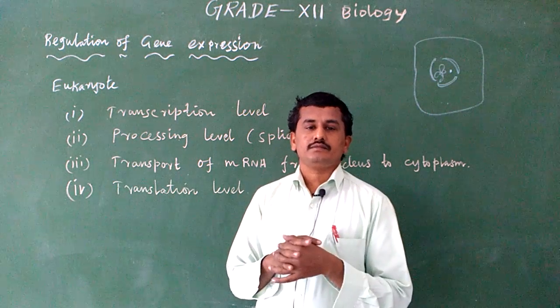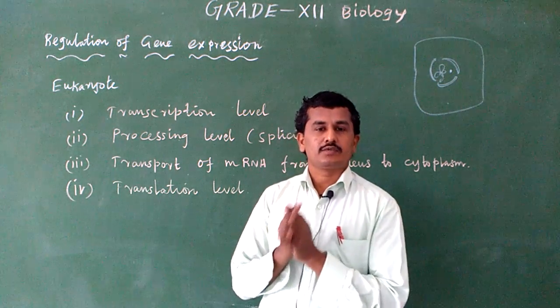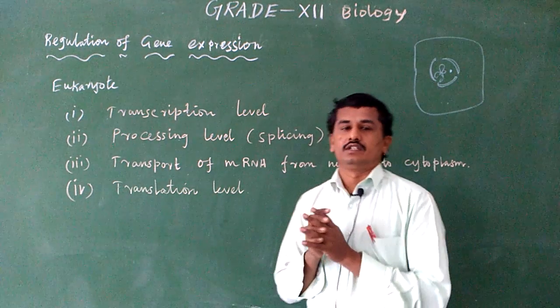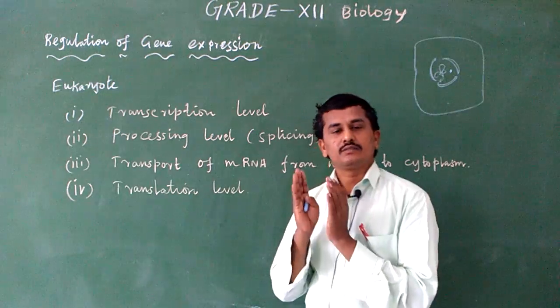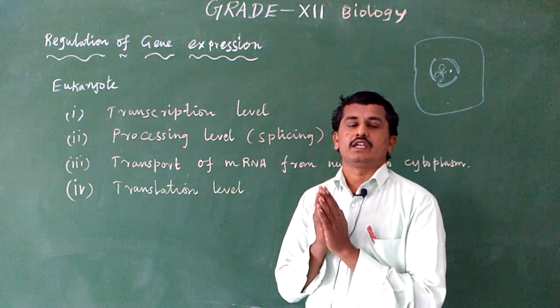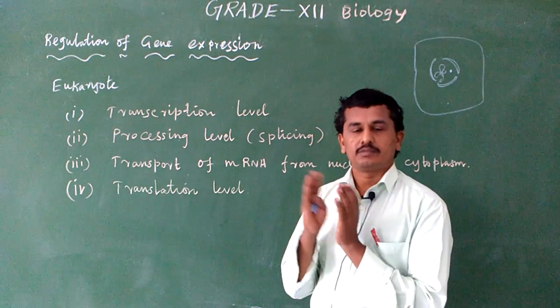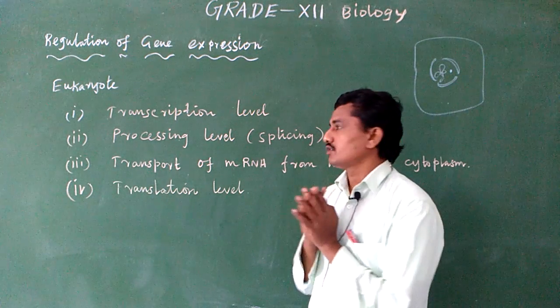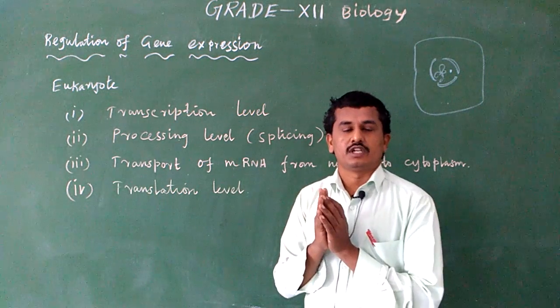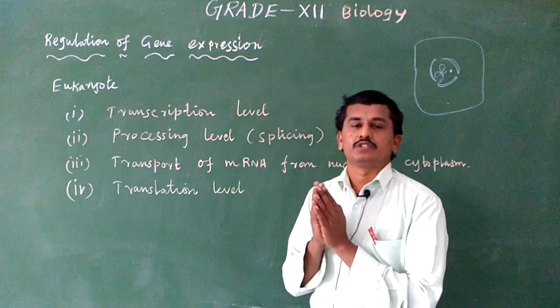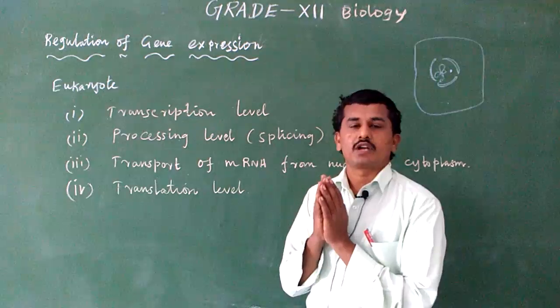various levels. In eukaryotic cells, at what levels is it expressed? First level is the transcription level. What is transcription? From DNA to mRNA. The message in the DNA is copied into mRNA. That particular process is known as transcription. So for the DNA's character to be expressed, the first level is the transcription level, and mRNA is formed.